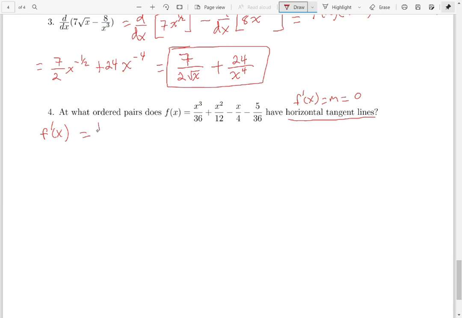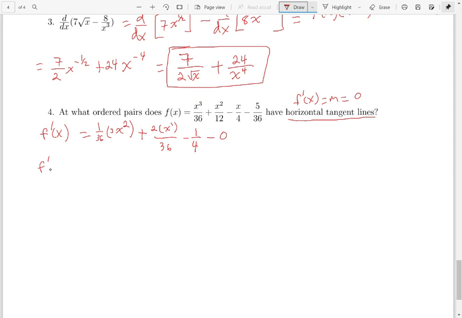That's going to be 1/36 times, bring the power out for the general power rule, 3 times x to the 3 minus 1, or 2, plus, same thing here, 2 comes out front, times x raised to the 1 over 36, minus x over 4, but the derivative of x is 1, and so this is minus 1/4. And then the derivative of a constant is 0, and so that's 0.